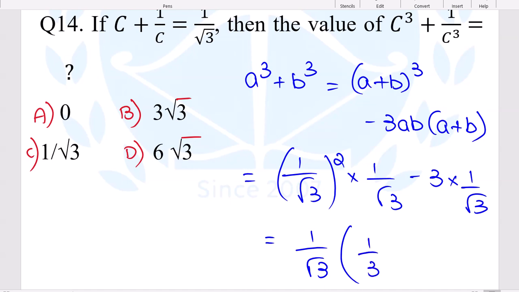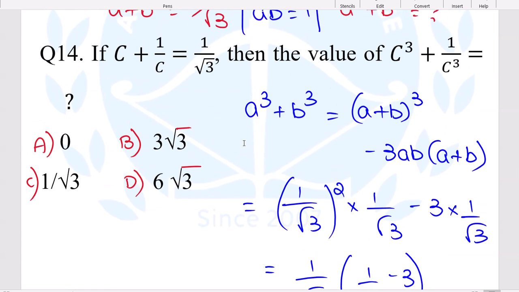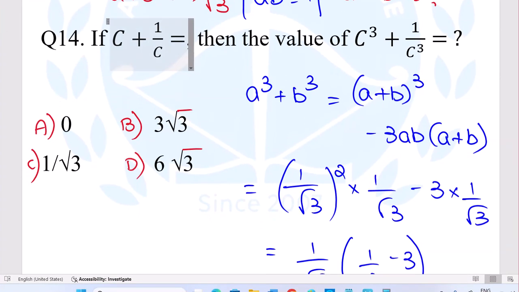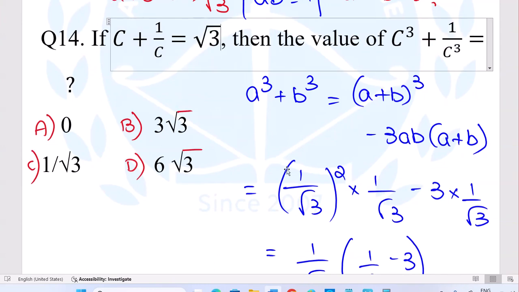Here 1 by 3 minus 3, we are getting some negative value. Sorry, I maybe typed it wrong here. This is equal to root 3. I took it wrong here. This is equal to root 3. That's what you see. If that is the case, C plus 1 by C equals root 3.